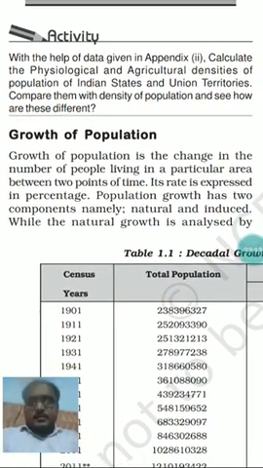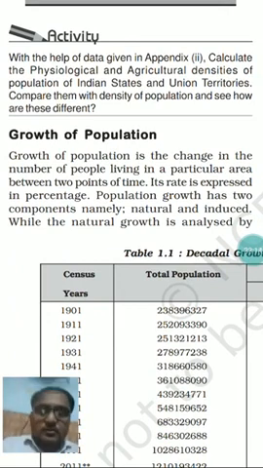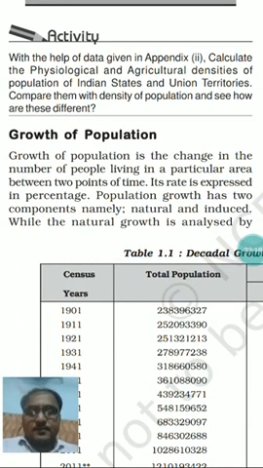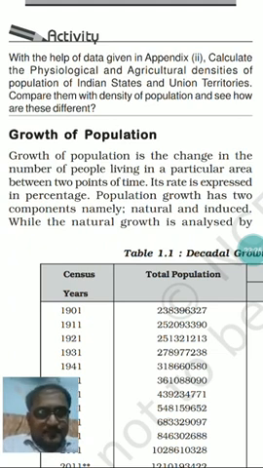So as we already discussed in the last class also, there is a topic, growth of population. Growth of population is a change in the number of people living in a particular area between 2 points of time. Means since the last census, what is the change in the number of population by the next census in a particular area, or particular state or a particular country between the 2 points of time, that is between two censuses.